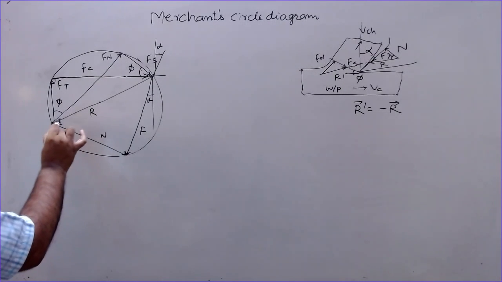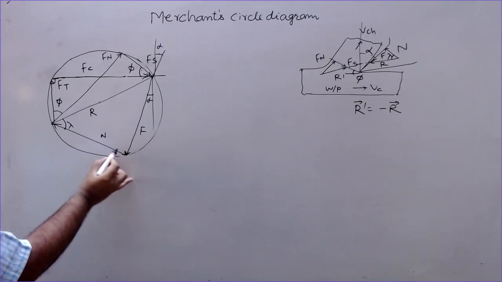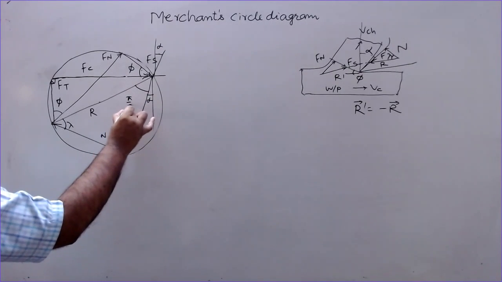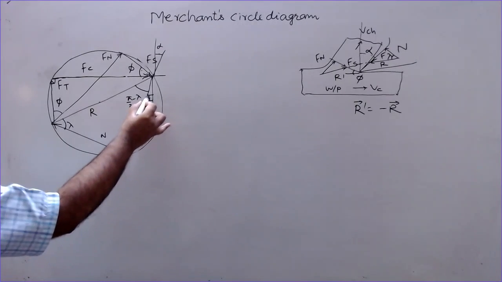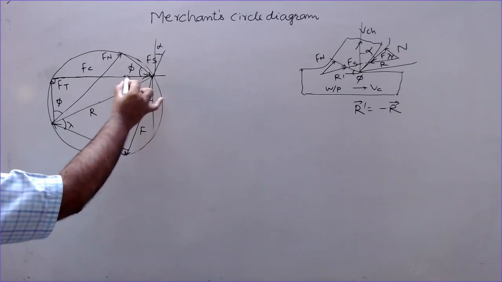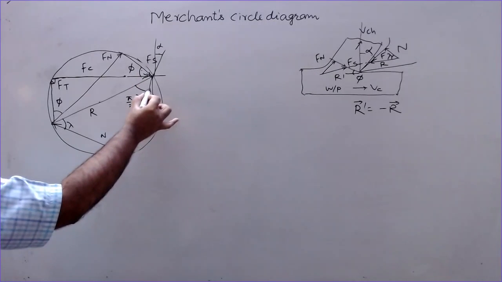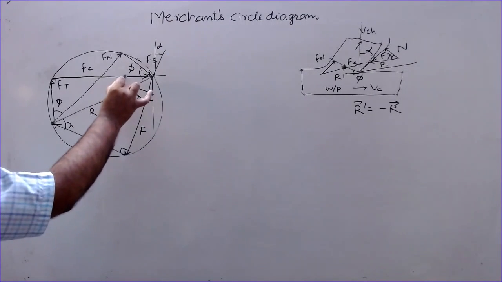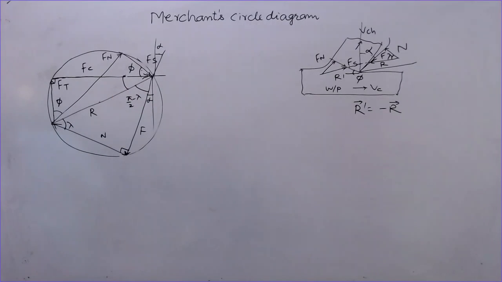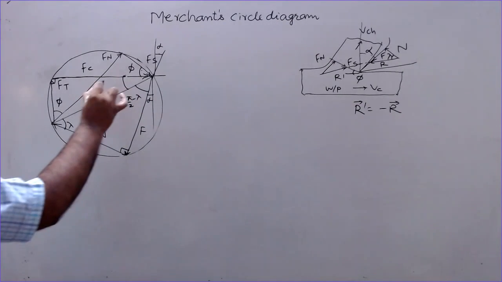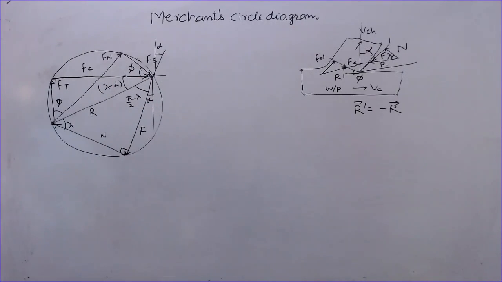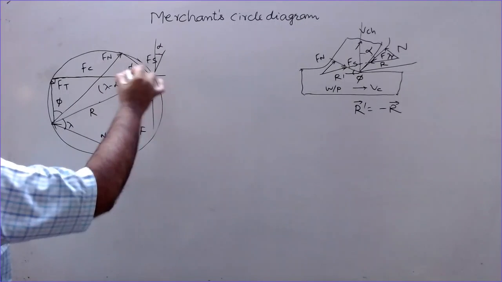And R makes an angle lambda with N. This is pi by 2. So this is pi by 2 minus lambda. This is alpha. This is horizontal. This is vertical. This angle is pi by 2 minus alpha. So we get this angle equal to lambda minus alpha, and this is phi. So this whole angle becomes phi plus lambda minus alpha.